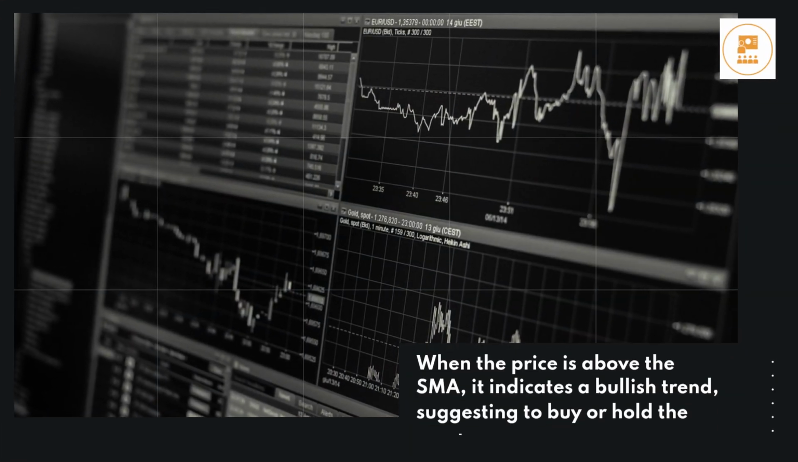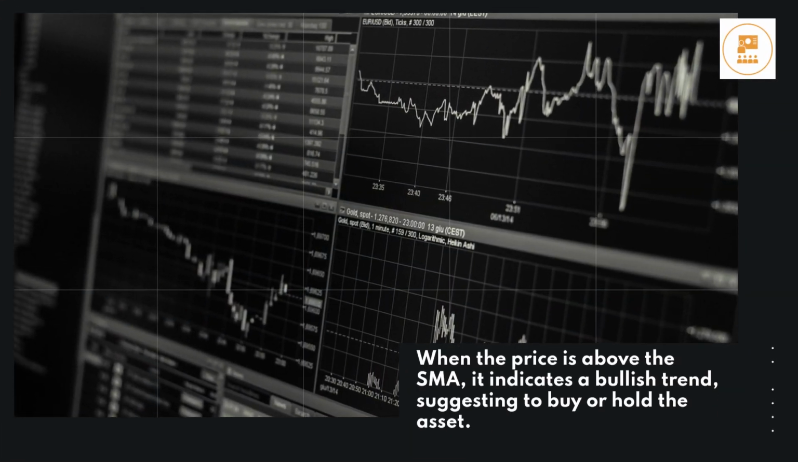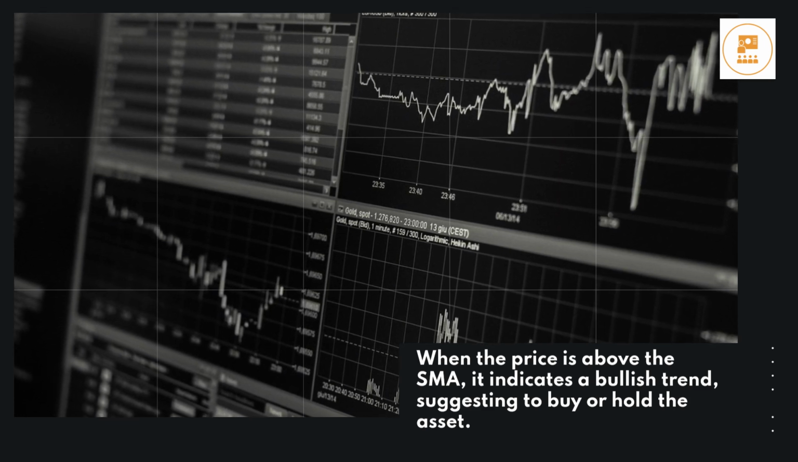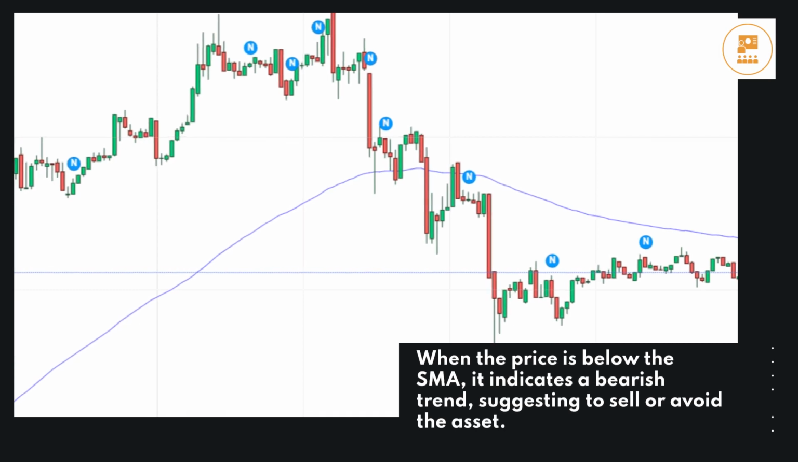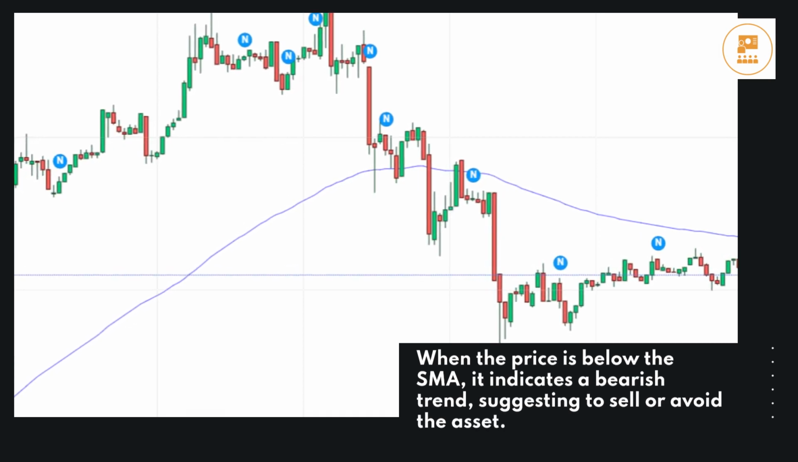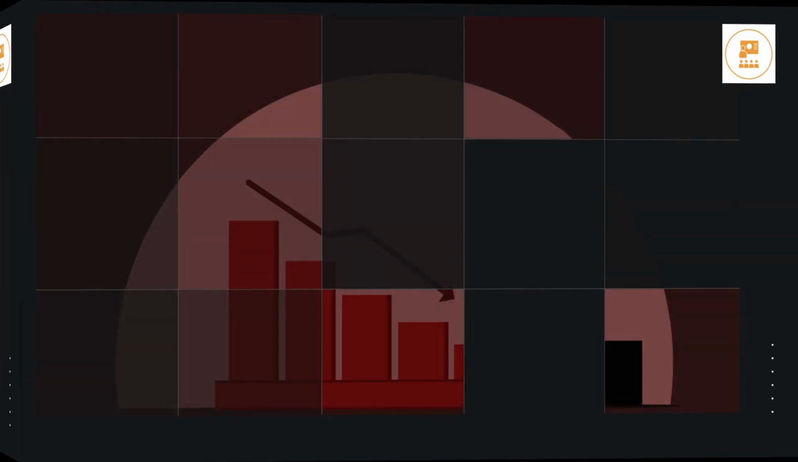When the price is above the SMA, it indicates a bullish trend, suggesting to buy or hold the asset. When the price is below the SMA, it indicates a bearish trend, suggesting to sell or avoid the asset.